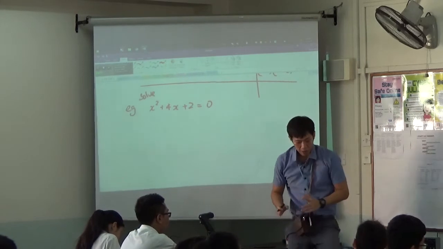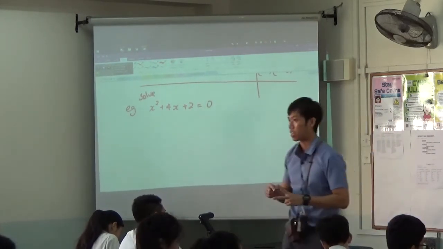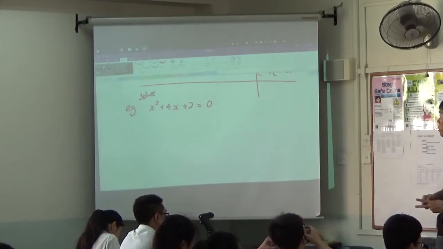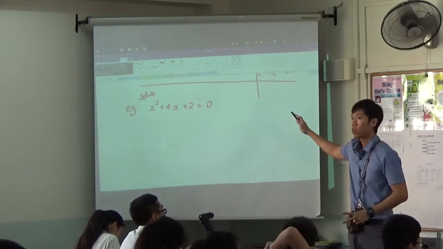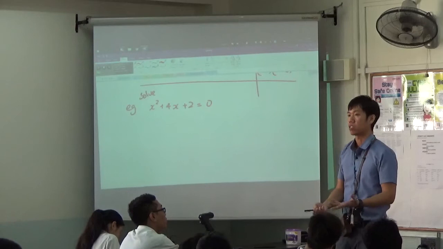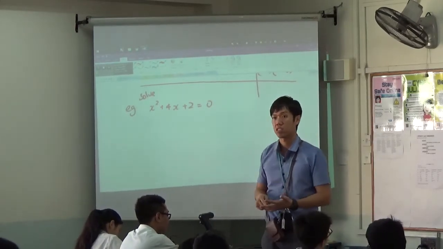Okay, so you see, you have two methods. You learn factorization. You are very confident with factorization already. Right? So I told you completing a square. Now, can you use factorization for this? So what is your preference? Is it still factorization or completing the square, or it depends?